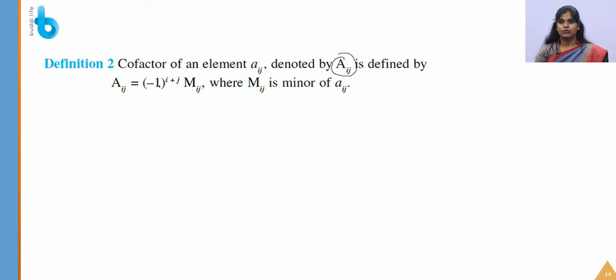So for finding the adjoint, you should know the minor of an element and the cofactor of an element. The cofactor of an element is minus 1 to the power i plus j, where i and j denote the position of the element, into Mij, where Mij is the minor of Aij.